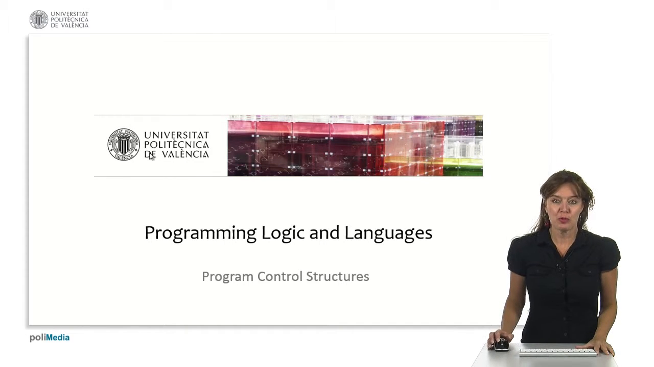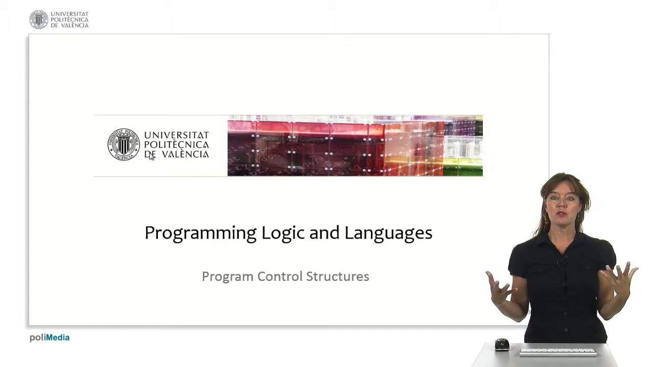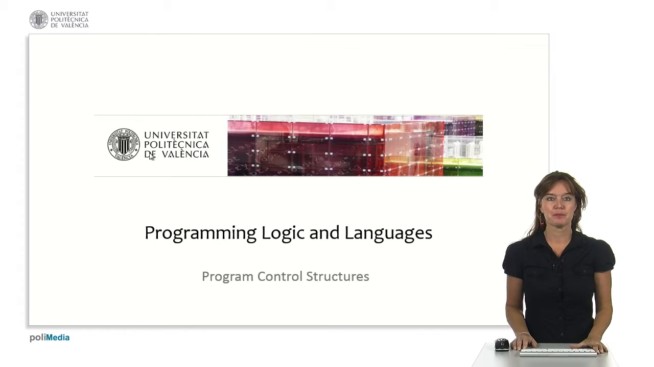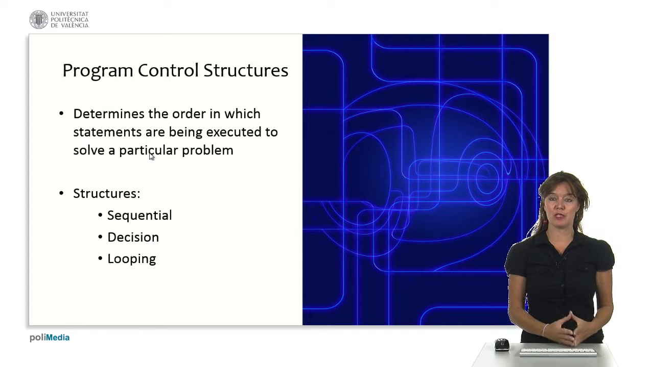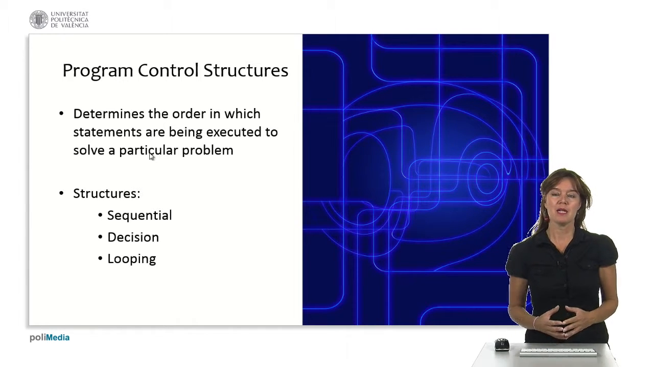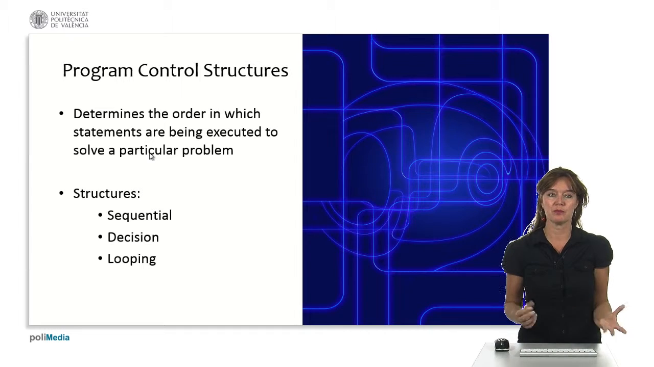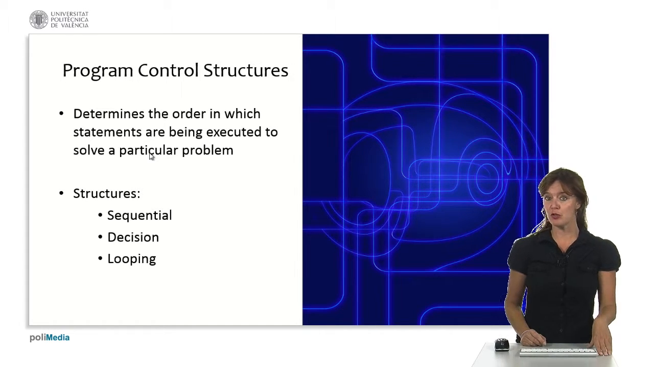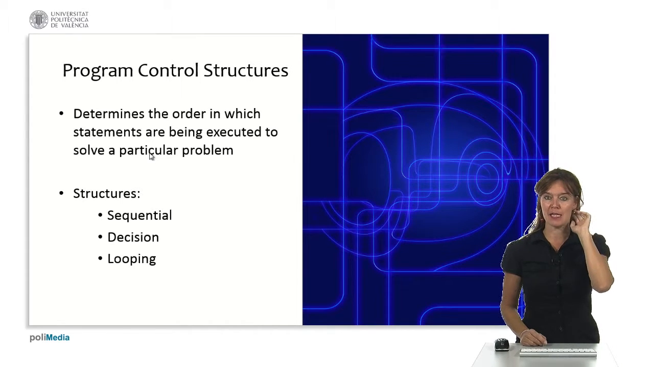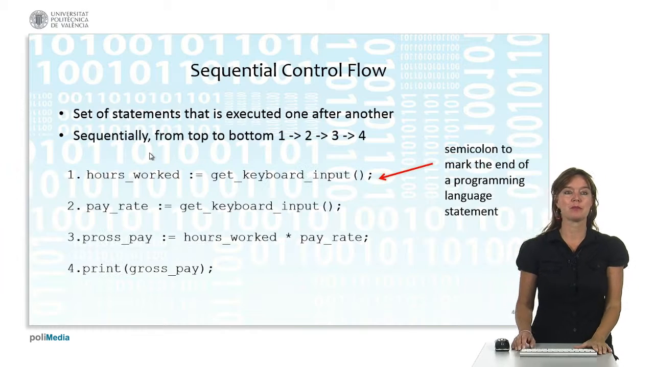So let's look at program control structures. What controls the structure of our programs? The order in which statements are executed in order to solve a particular problem is the program control. So we distinguish different structures: sequential, decision, and looping. Let's look at these in a little bit more detail.